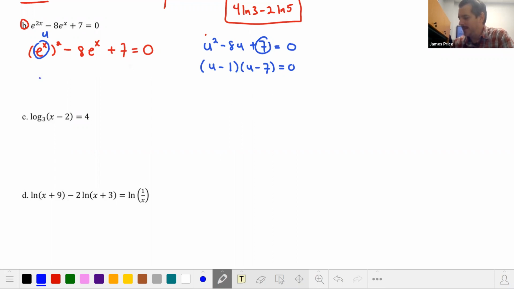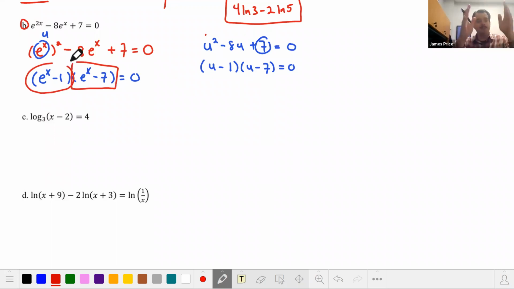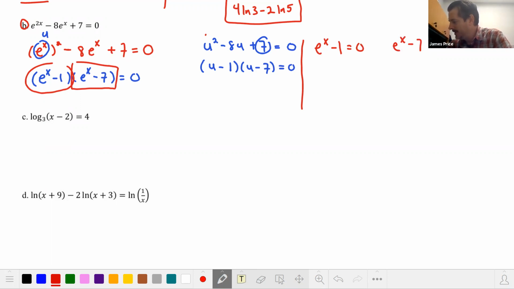So if you factor this with e to the x, it's e to the x minus 1 times e to the x minus 7, and that's all equal to 0. And remember, when you have this times that equal to 0, it's a property of the real numbers that either this is 0 or that's 0. So either e to the x minus 1 has to be equal to 0, or e to the x minus 7 has to be equal to 0.